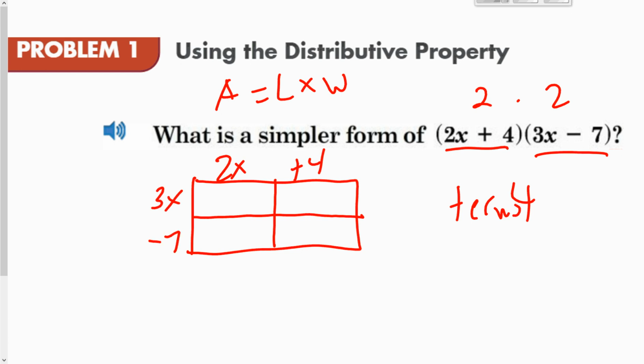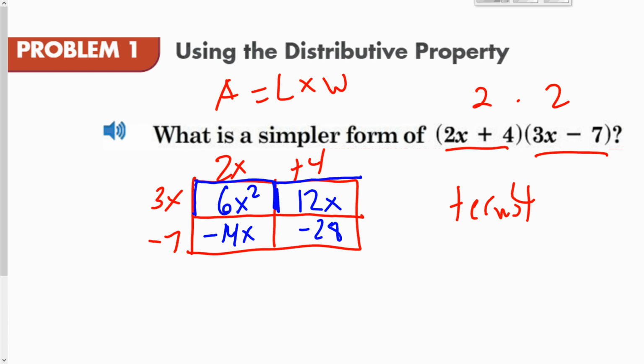So now I'm taking my area 2, or my length 2x times my width 3x to get this area, so that's a 6x squared. Always remember, x times x is x squared. Then I take this width again, 3x, and times it by this length 4, so I get a 12x. And then 2x times negative 7 is negative 14x. And then 4 times negative 7 is a negative 28.